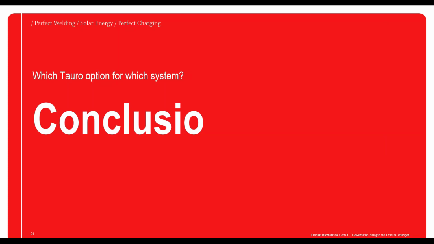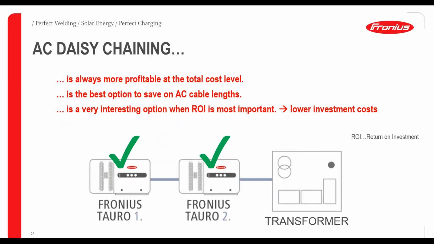Yeah, what's actually the conclusion right now? Which Tauro option should we use for which system? Let's start with the daisy chaining. Actually, AC daisy chaining is always more profitable at the total cost level. It's also the best option regarding saving AC cable lengths. Of course, we don't need to run 2 times the same length, only once. And it's also a very interesting option when the return on investment is most important, because of course we have usually lower investment costs because of the lower AC cabling we have to do.